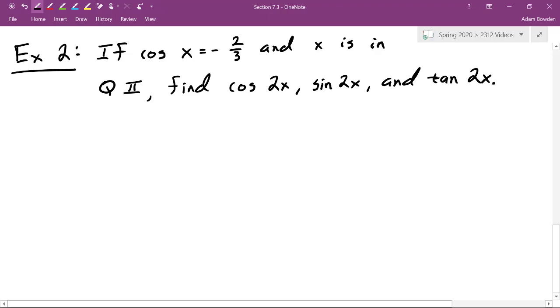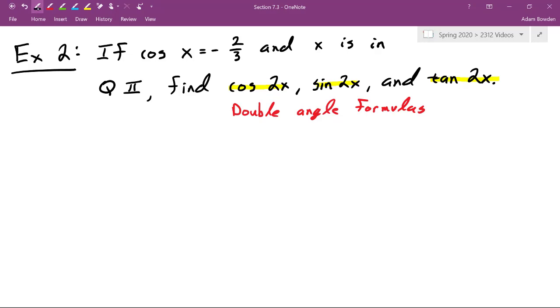Okay, and on this example what we're going to do is something a little different, but involves the double angle formulas. It says if cosine x is equal to negative 2/3 and x is in quadrant 2, find the cosine 2x, the sine 2x, and the tangent 2x. So each one of these is going to involve the double angle formulas in some fashion. So let's take a look at how we would figure everything out.